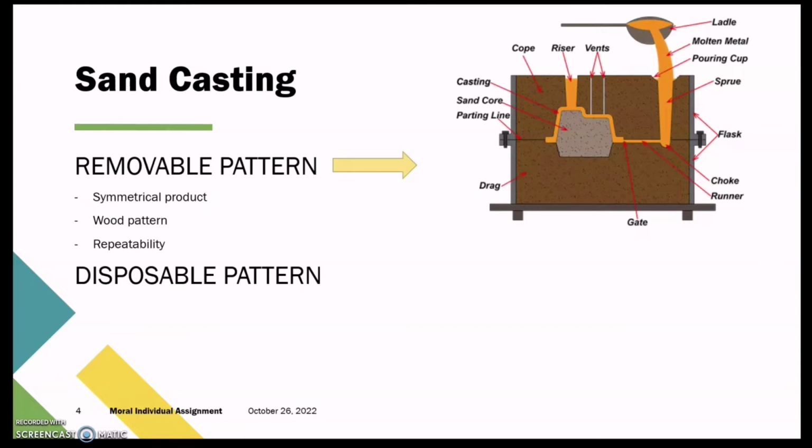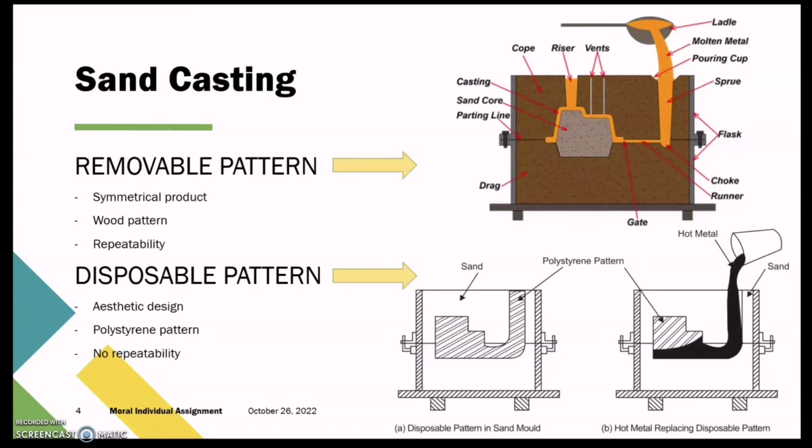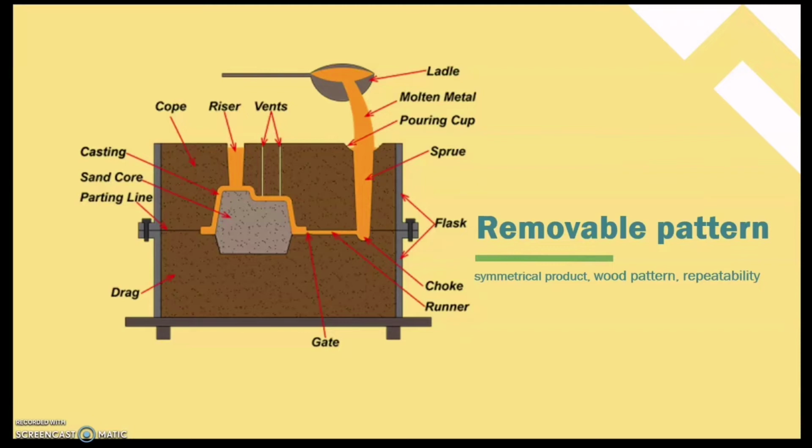The second sand casting method is disposable pattern. Through this method, aesthetic design can be produced by using polystyrene pattern. However, there's no repeatability for the pattern, and I'll tell why later. So this is how disposable pattern looks like. So we know that removable pattern uses wood pattern, has repeatability, and produces symmetrical product.